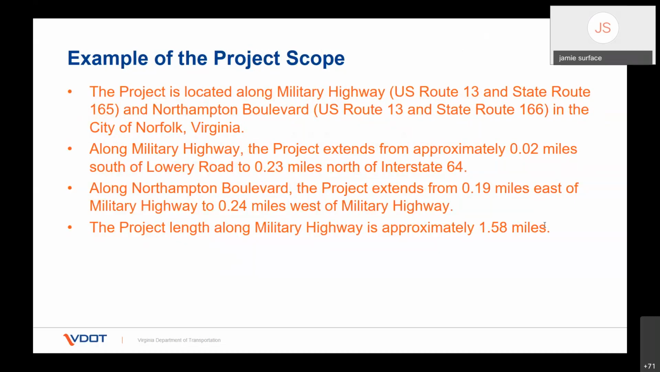So basically, this project scope tells us that the project was along Military Highway Route 13 and Northampton Boulevard. It gives the length of the project along Military Highway, 0.02 miles south of Lowry Road, 0.23 miles north of Interstate 64, and again along Hampton Boulevard, Northampton Boulevard as well. The total project length is 1.58 miles. Next, Michaela.